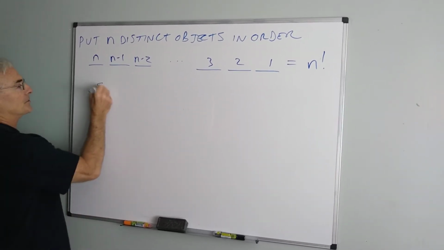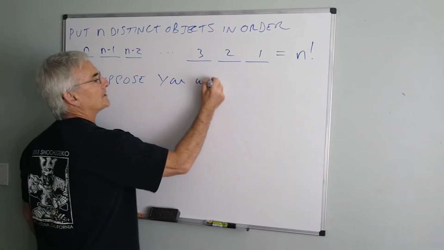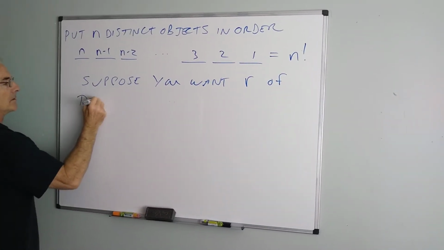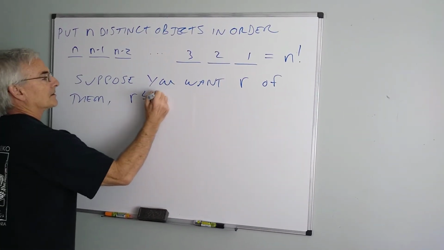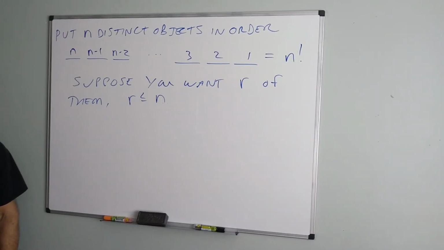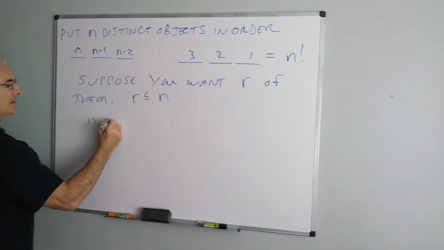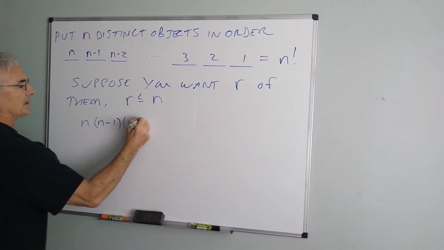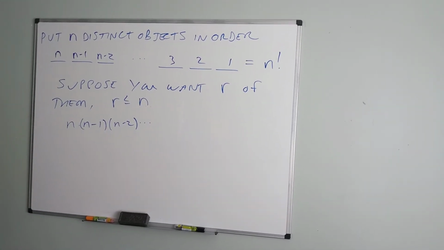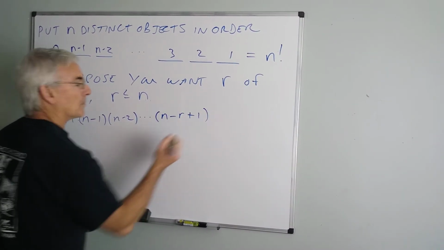Now let's suppose you want r of them, where r is less than or equal to n. So I want to choose not all of them to put in order. So in order to do this, I'd do the same idea. I would have n times n minus 1 times n minus 2. I need to select r of them. That means I will get to the point where I am n minus r plus 1.